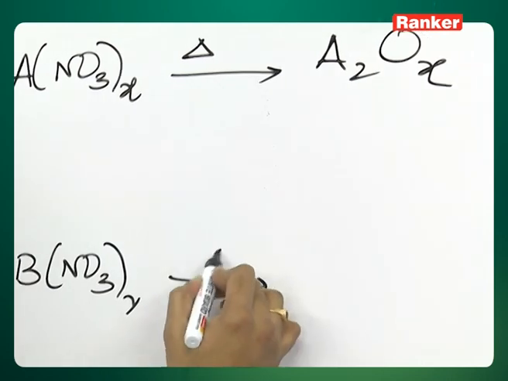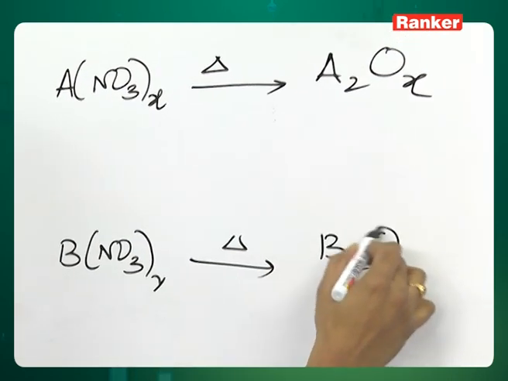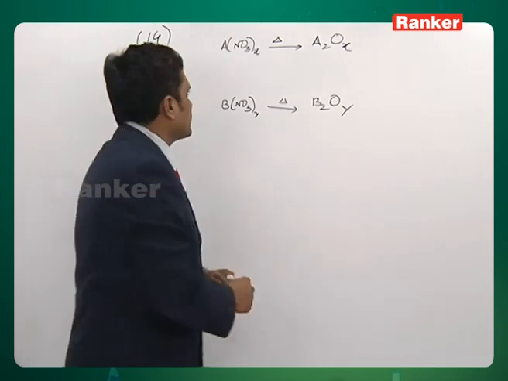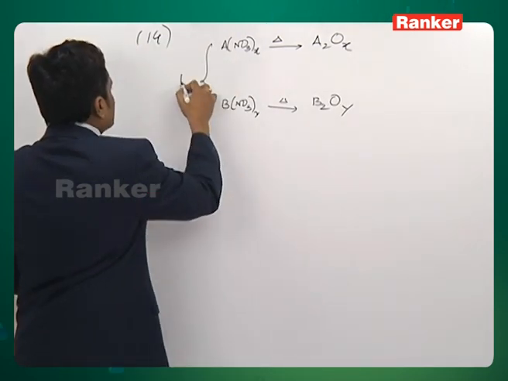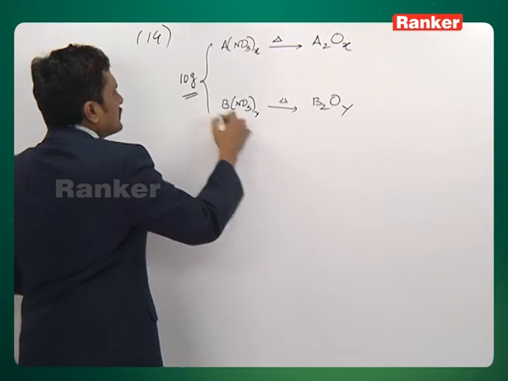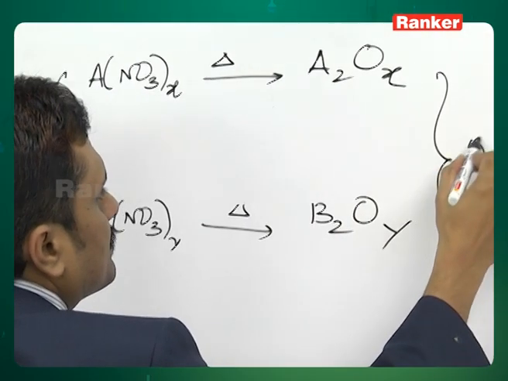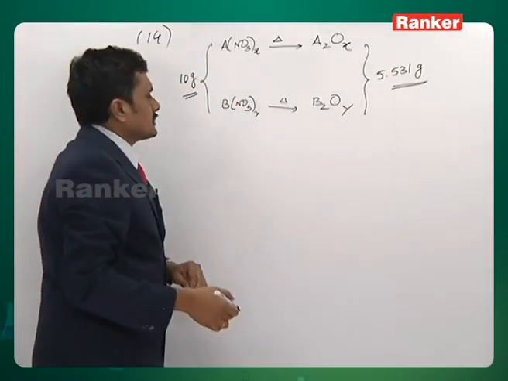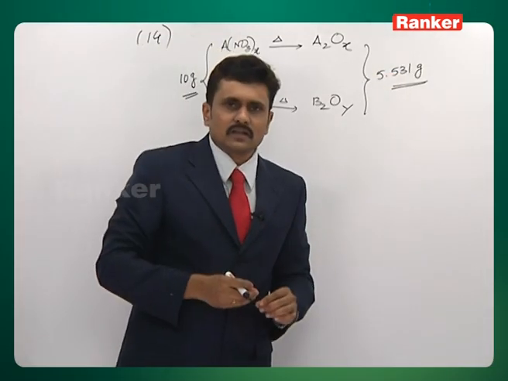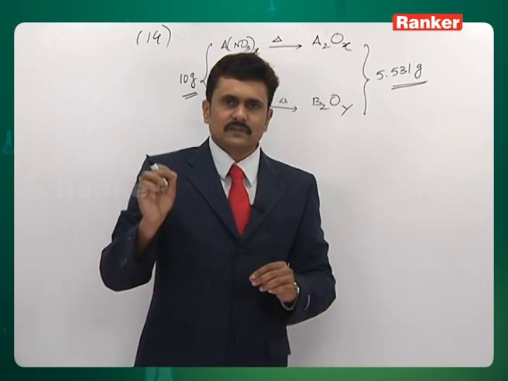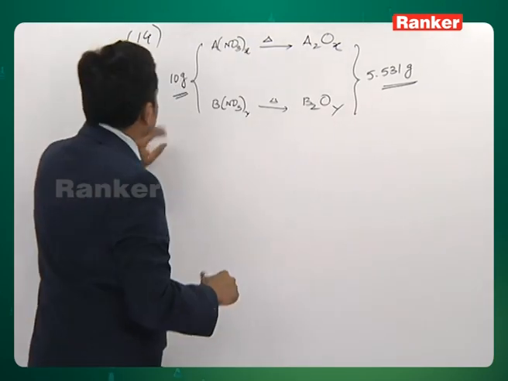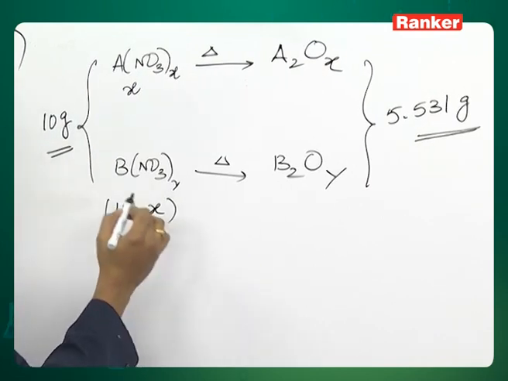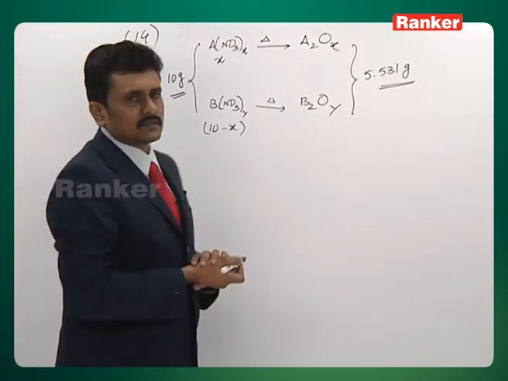We don't know about the other components that are produced during this reaction, but we are sure of the fact that the oxides are obtained, and you have been given information regarding these two, that this mixture is weighing 10 grams and the oxides are weighing 5.531 grams. Now when you are given a mixture and the mixture has certain weight, first we have to convert this in terms of X, then the weight of this will be 10 minus X grams.